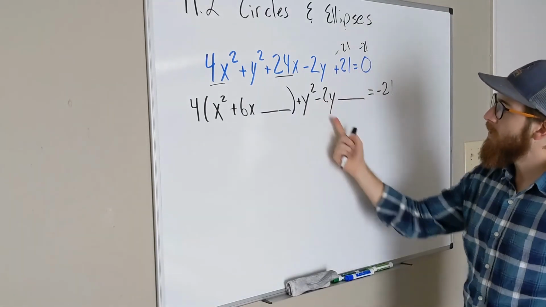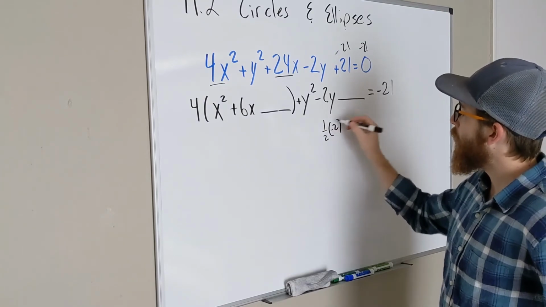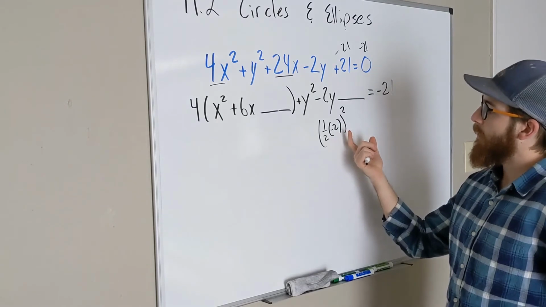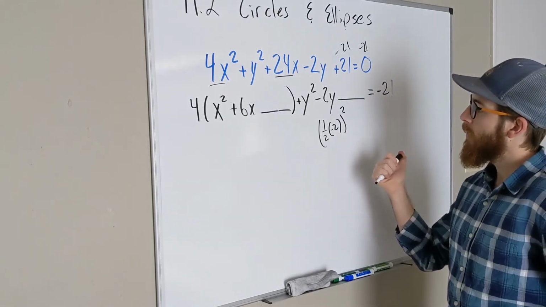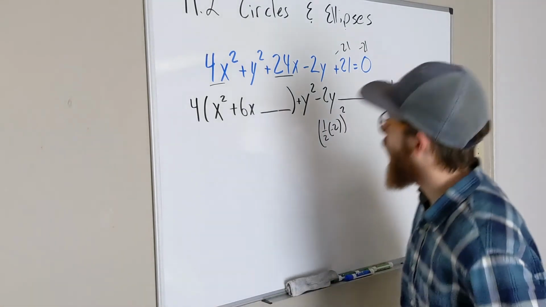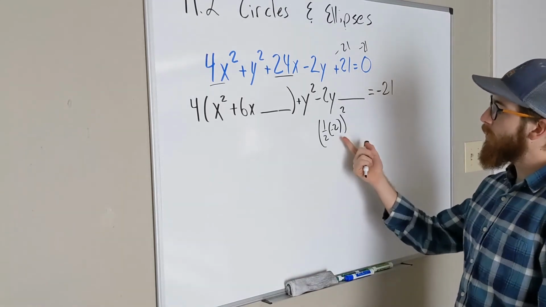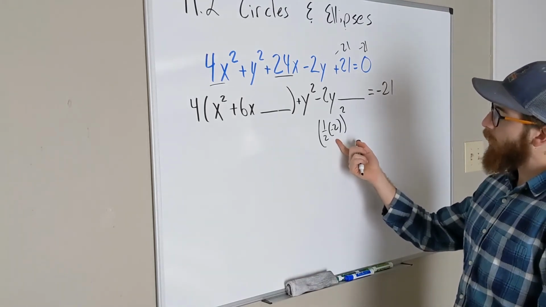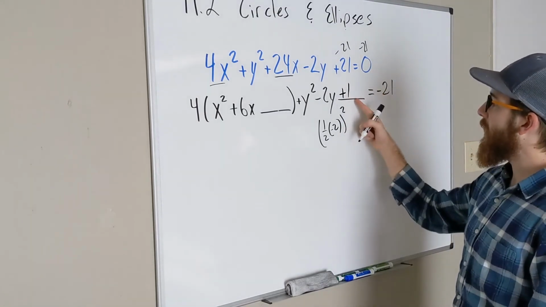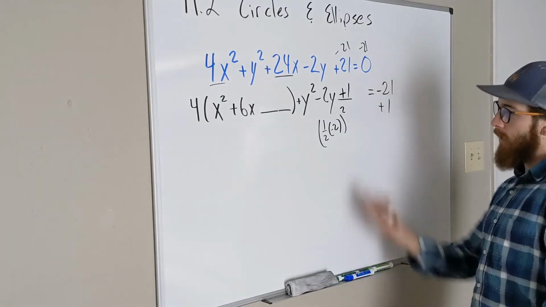Okay, so this one's easier. It's 1/2 of negative 2, squared. Well, what's 1/2 of 2? It's 1. Negative 1 squared is 1. So plus 1. And when I add 1 to this side, I have to add 1 to this side. Okay, so I'm good with this.